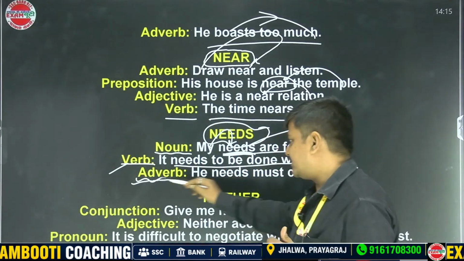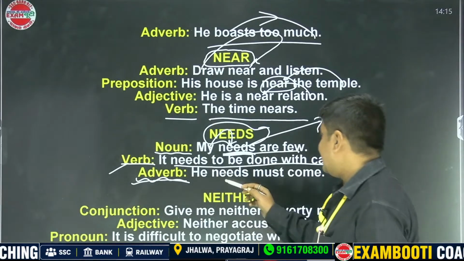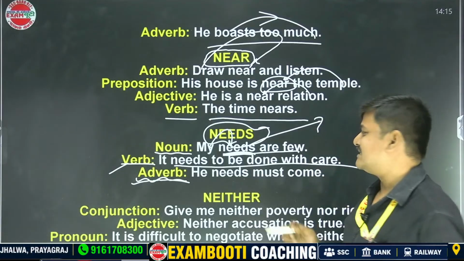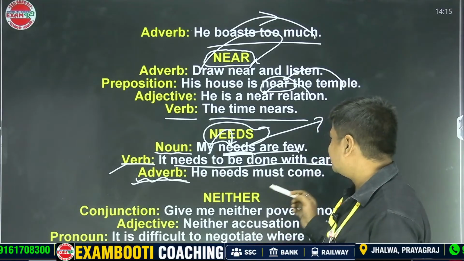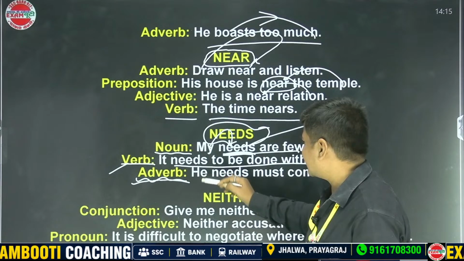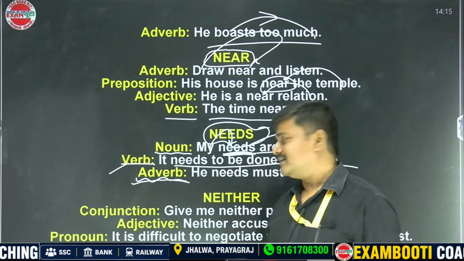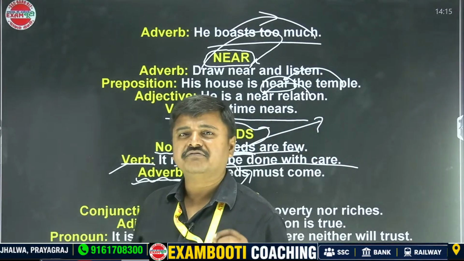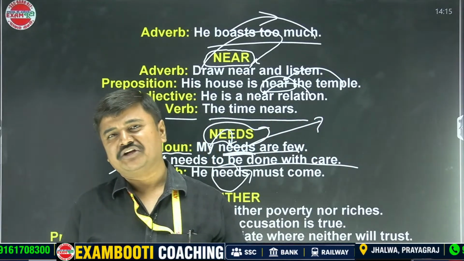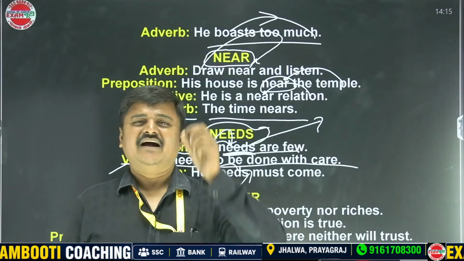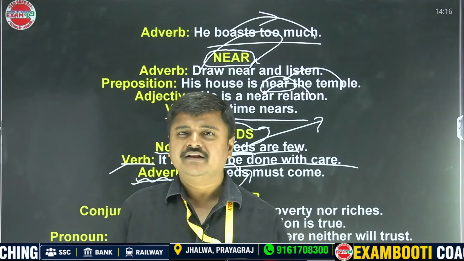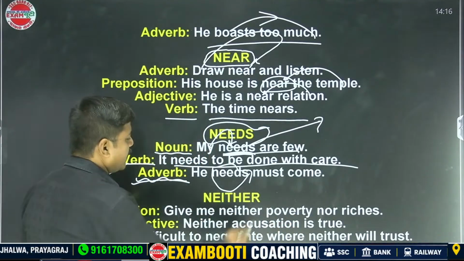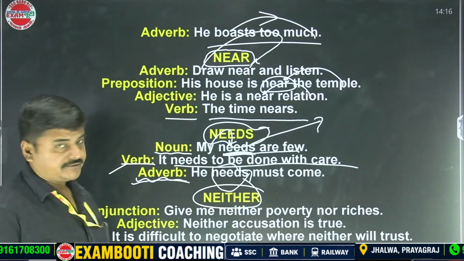And now in the third one, he needs must come. His needs must come. Now here needs is actually a totally different way of working and functioning in this sentence. It is actually an old use. Now it is obsolete.